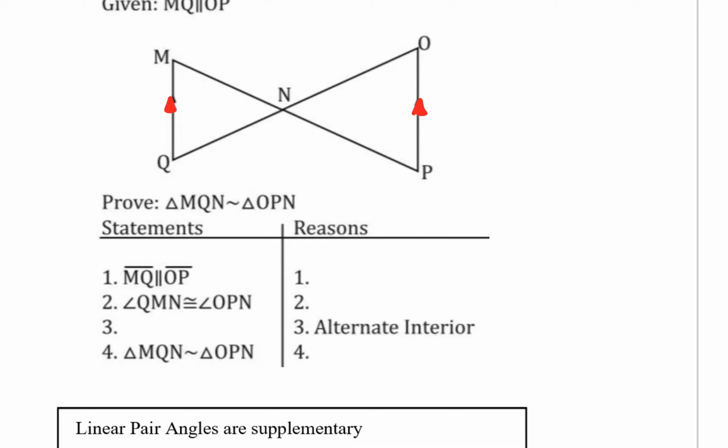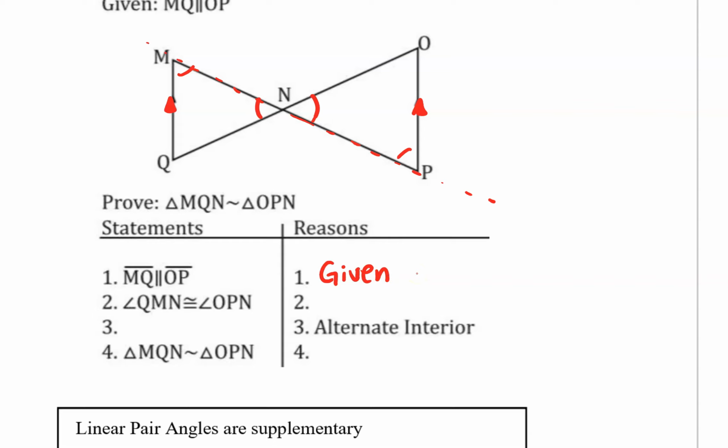All right, well, what do we have? We have a shared angle, or not a shared, a vertical angle here. And whenever you have parallel lines, this can act like a transversal, giving you alternate interior angles. So the reason here is that this is given. That's always the first statement in a proof.